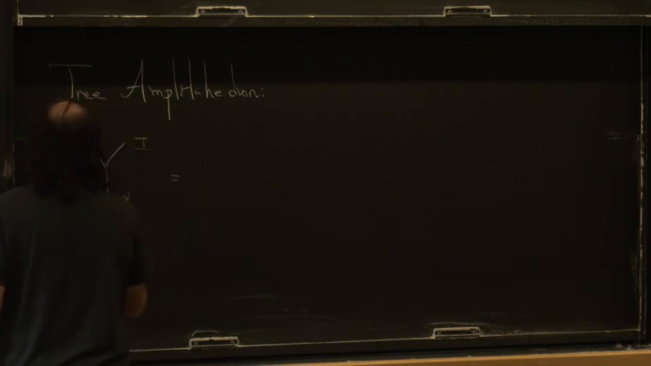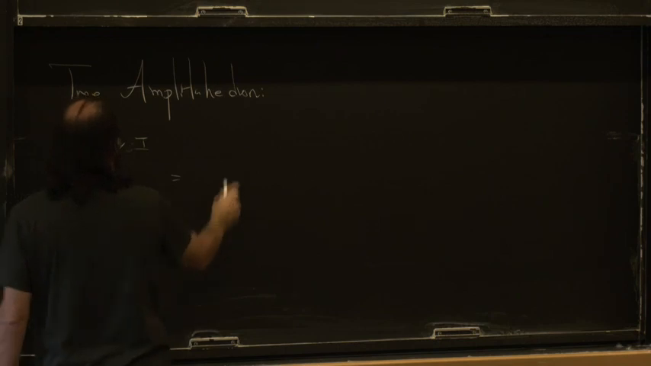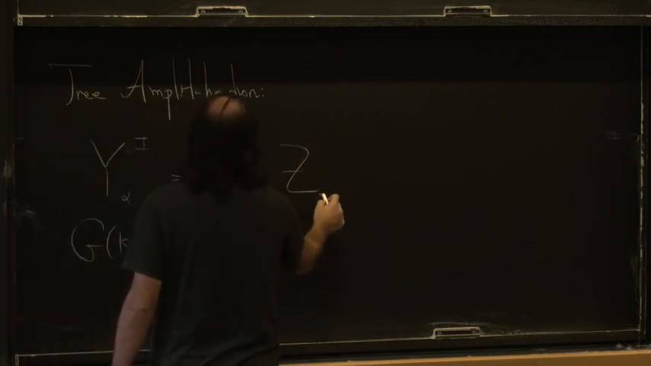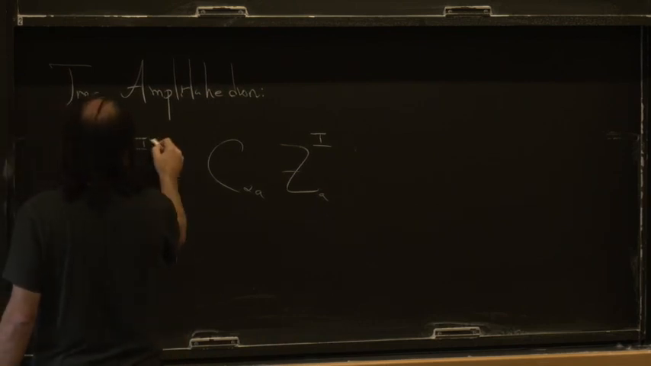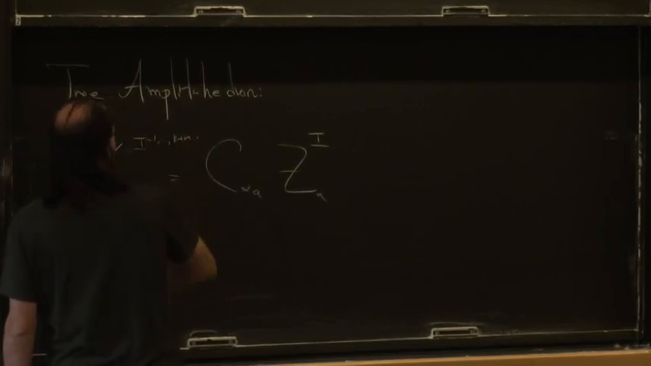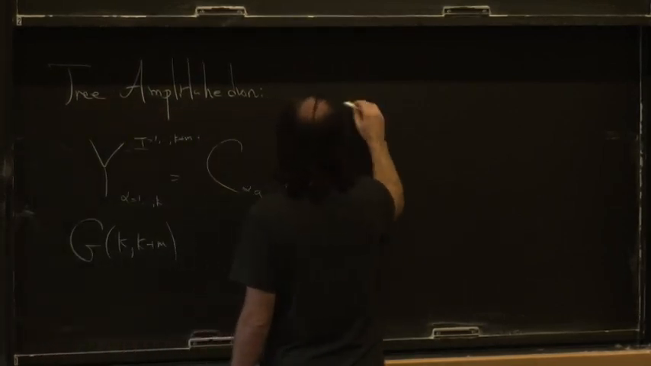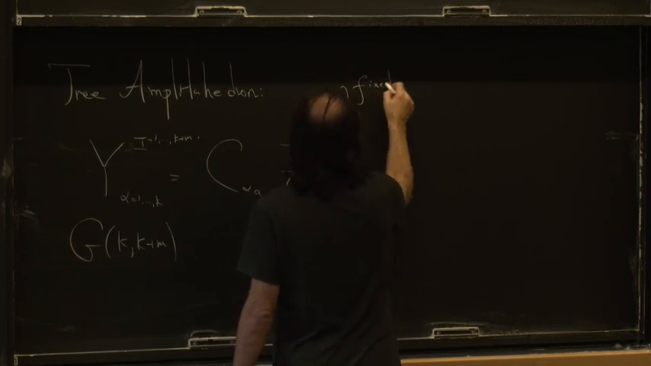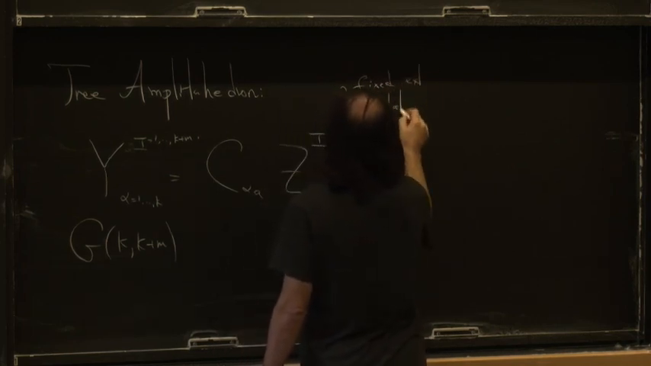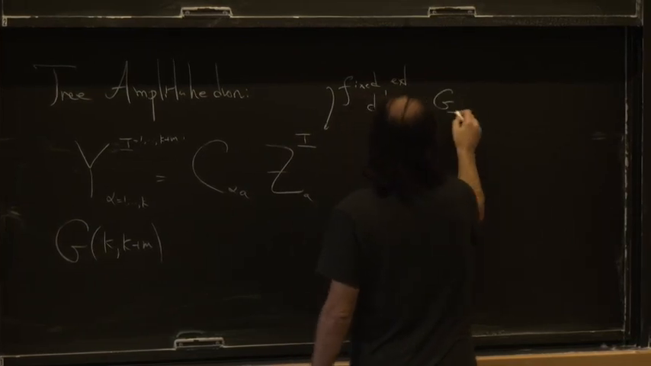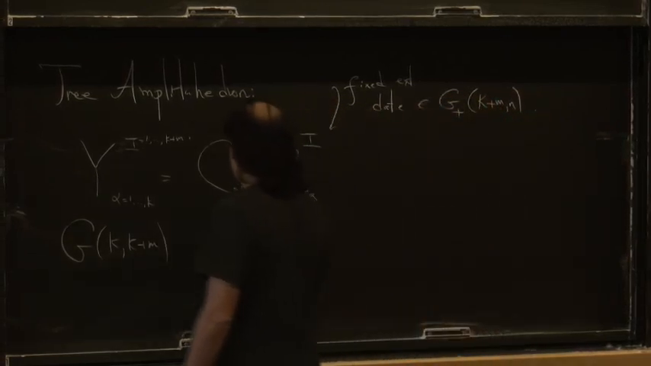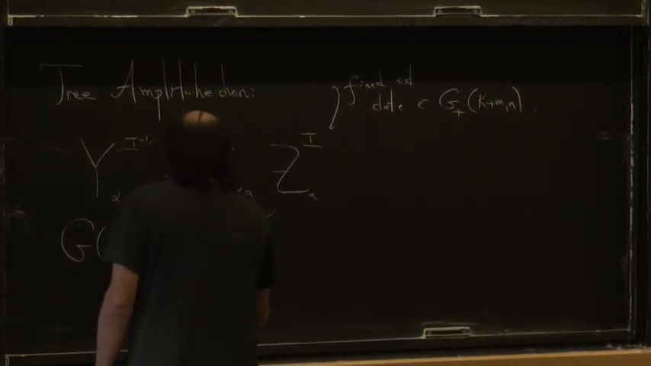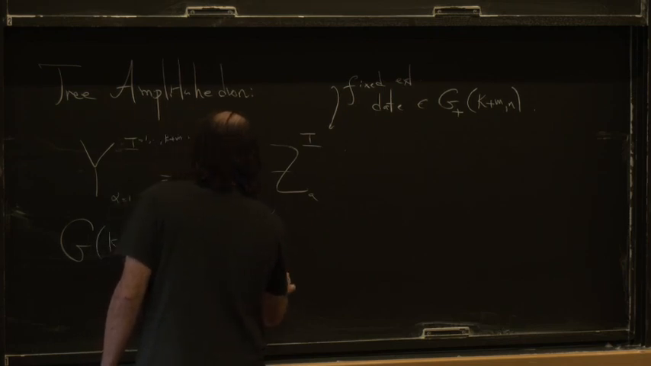It lives in the space of k-planes in k plus m dimensions, and we think of it as the image of this C dot Z map. So alpha runs from 1 to k, I runs from 1 to k plus m. We imagine that the Zs are fixed external data that live in G, that are positive in G k plus m n, and that we're scanning over all C's that are in the positive Grassmannian GKN.